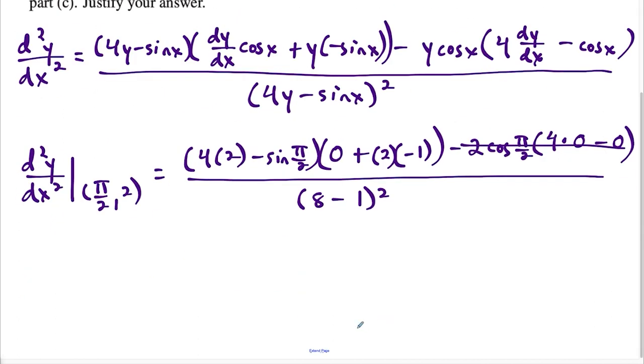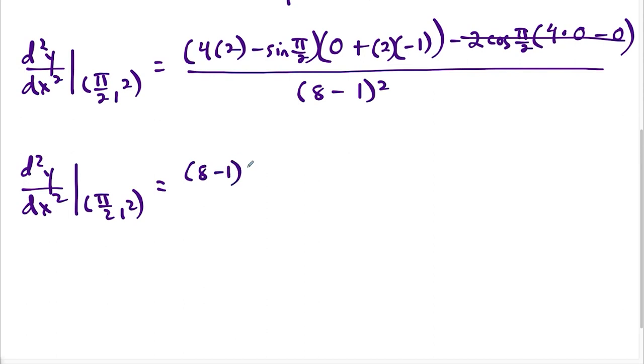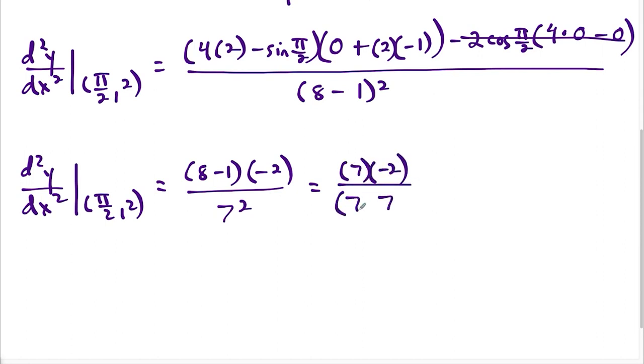So now we could clean this up a bit and we'll give ourselves more space. So what we're going to have here is the second derivative evaluated at pi over 2 comma 2 is equal to, we have 8 minus 1, which is going to give us 7, times 0 plus negative 2. So we have times negative 2, and this is over 7 squared. So this becomes 7 times negative 2, which is negative 14. Or I could just write it like this. I could say 7 times negative 2 over 7 times 7. So the 7 over 7 cancels. This whole thing simplifies to negative 2 over 7, which is less than 0.